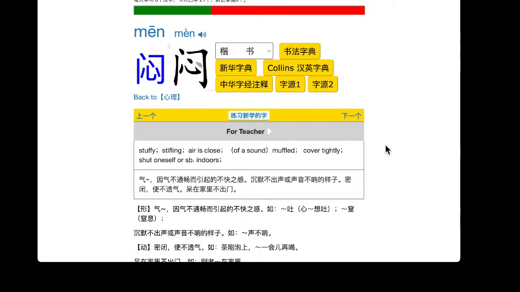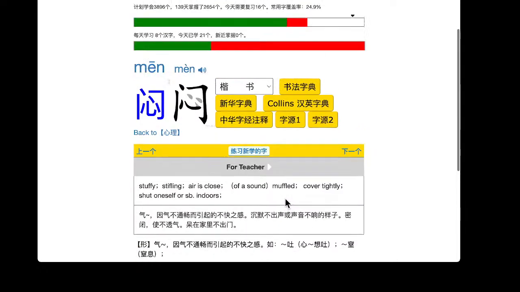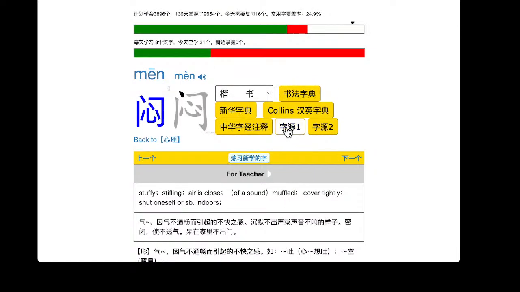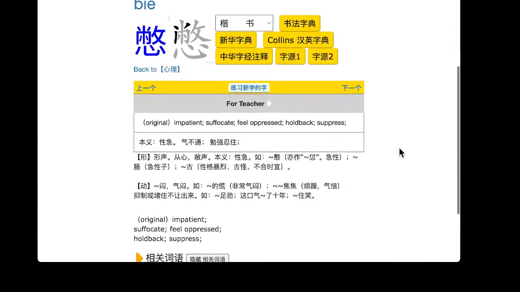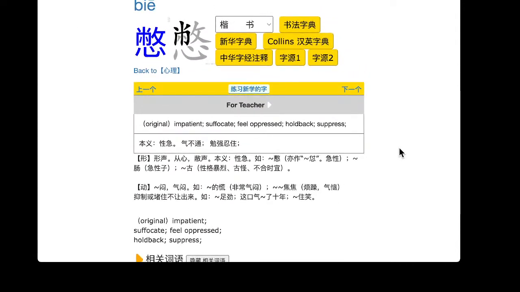All right, so 闷, let's take a look. We already looked at the character. So next one, 憋. 憋 originally means impatient, but later it means suffocated or feeling oppressed. Okay, 憋. Another meaning is holding back, suppressed, holding back.